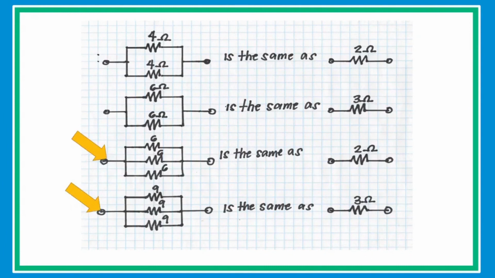In the example, the value of resistor is 6 ohms and the total number of resistors is 3. 6 divided by 3 equals 2. This is the same if you have 4, 5, or 10 resistors that are connected in parallel with the same value, just simply divide the value of the resistor by the number of resistors.